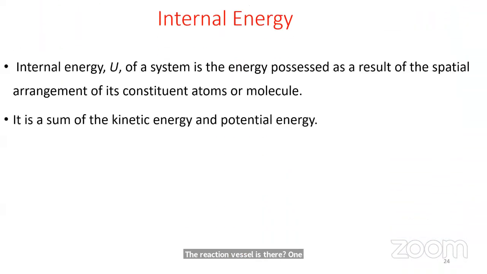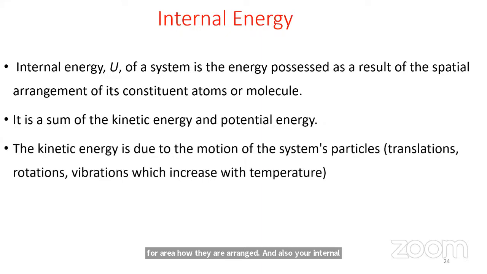So we look at internal energy. What do you mean by internal energy of a system? Internal energy of a system is the energy possessed by it as a result of the spatial arrangement of its constituent atoms or molecules. What do we mean by spatial arrangement? That is, we are talking about the position and the organization of the objects in that given space or area, how they are arranged. And also, your internal energy is the sum of the kinetic and the potential energy.